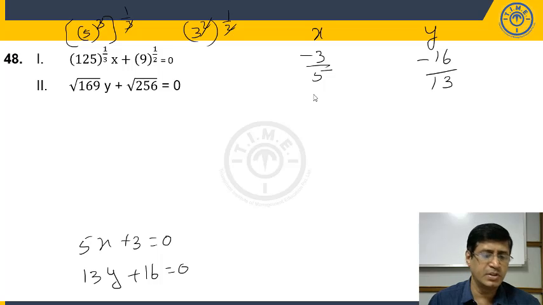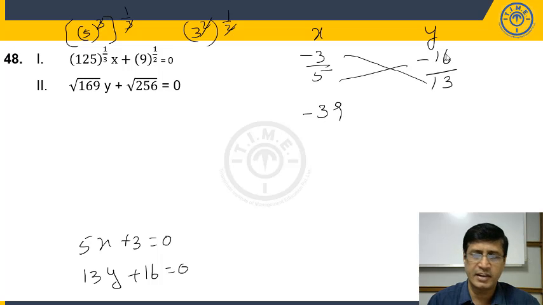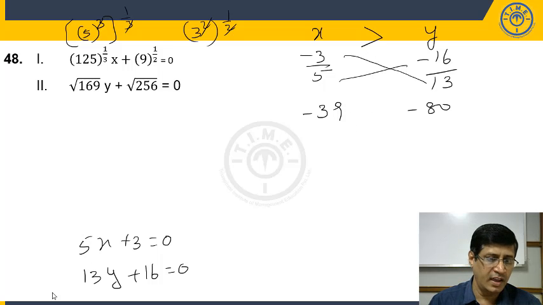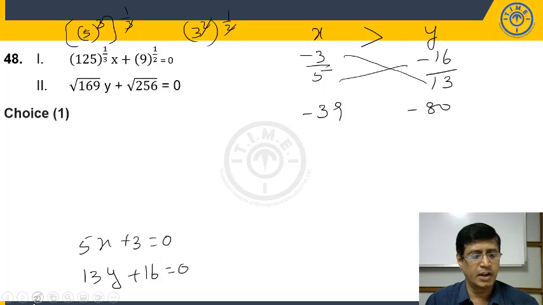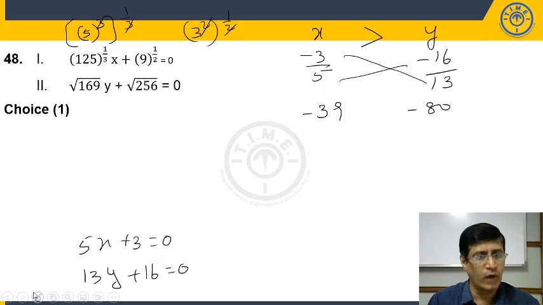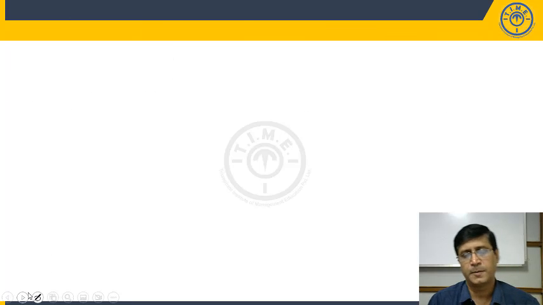So just observe the values of x and y. Now by doing cross multiplication, here we get minus 39 and here 5 times of this value, now it is minus 80. So if you observe in these two, which is greater, the value of x is greater than y. x is greater than y. The right choice is option 1. First choice is the answer.